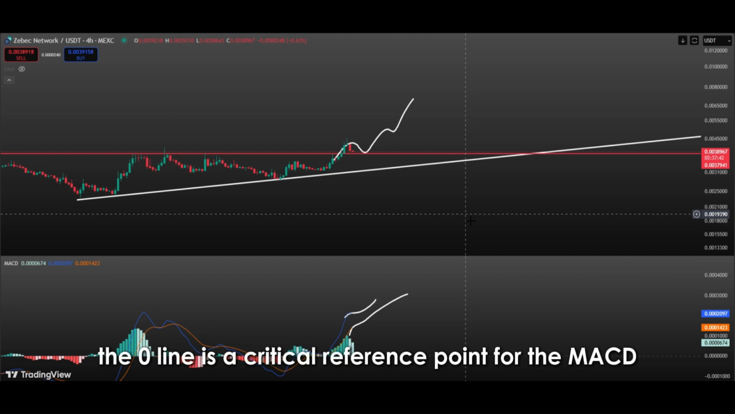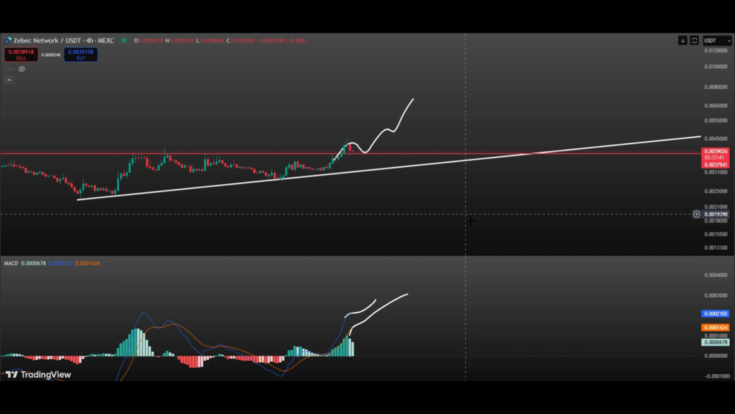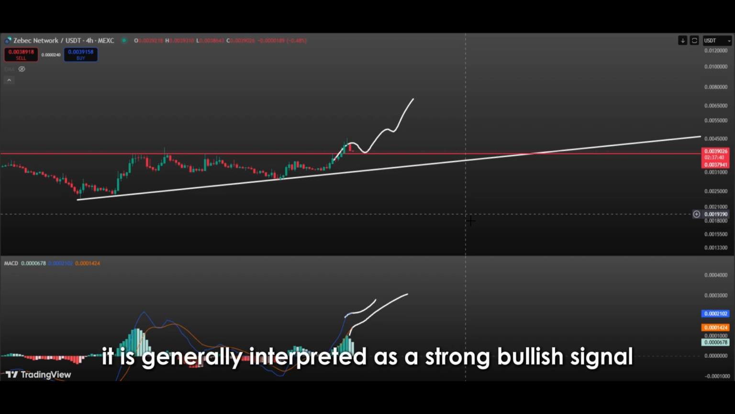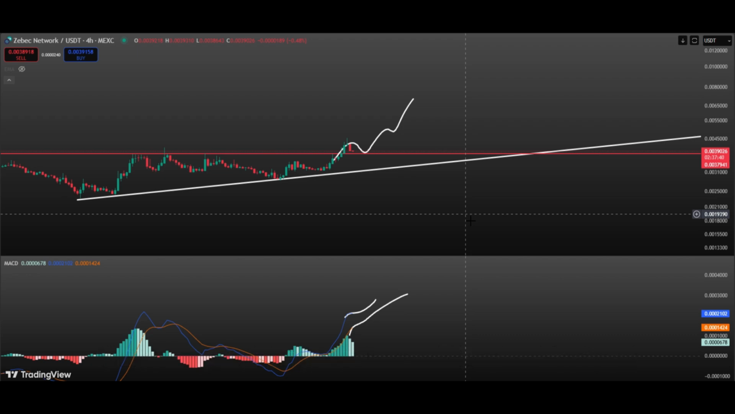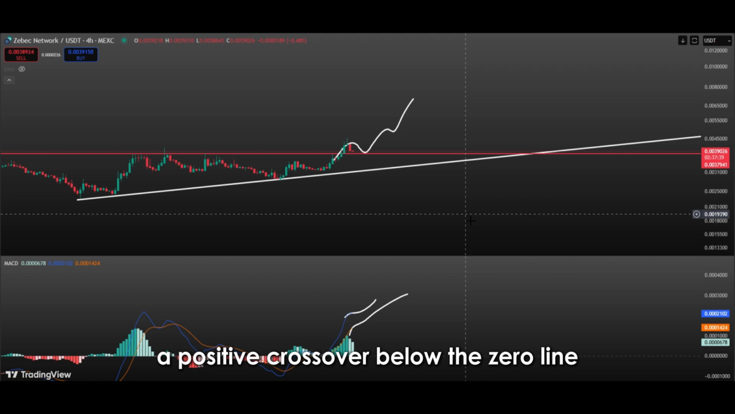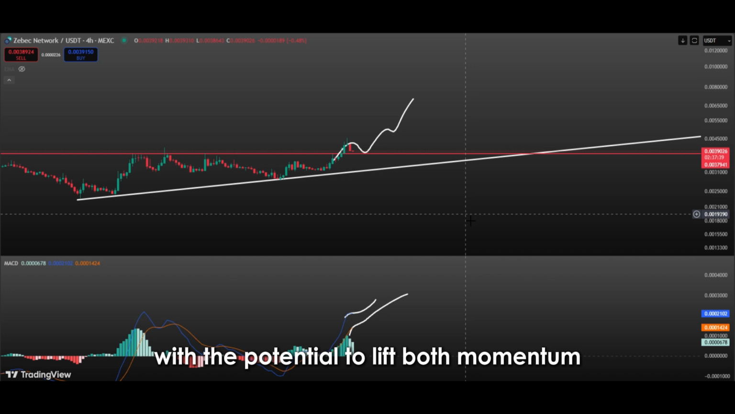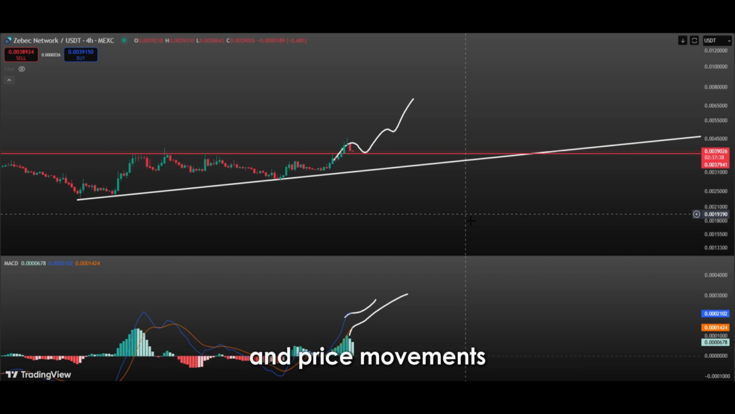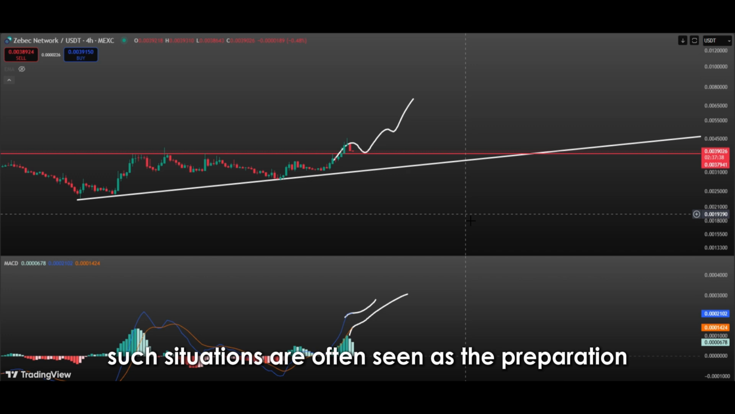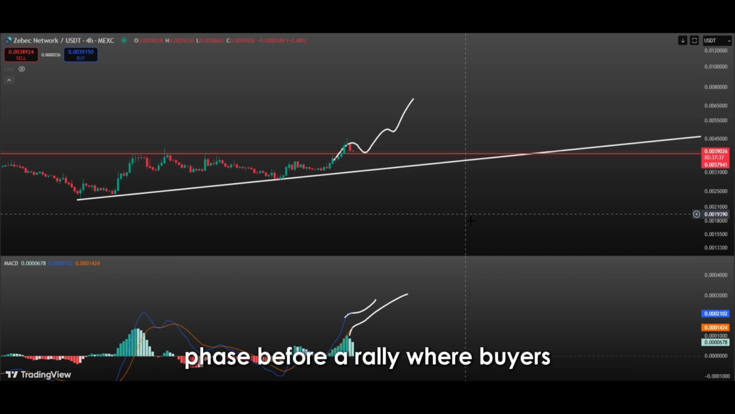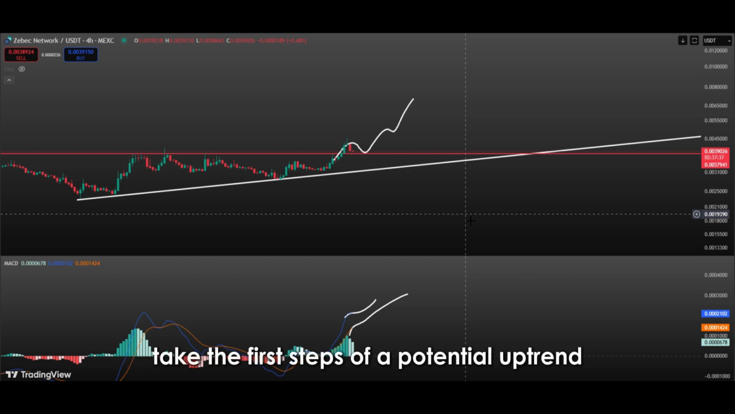The zero line is a critical reference point for the MACD. When the MACD line is below this level and begins to move upward, crossing the signal line, it is generally interpreted as a strong bullish signal. A positive crossover below the zero line is considered a serious buy signal with the potential to lift both momentum and price movements. Such situations are often seen as the preparation phase before a rally, where buyers entering the market take the first steps of a potential uptrend.